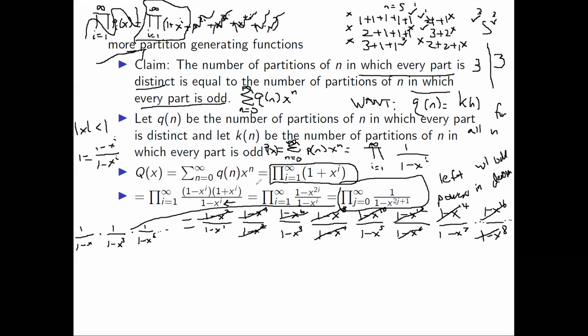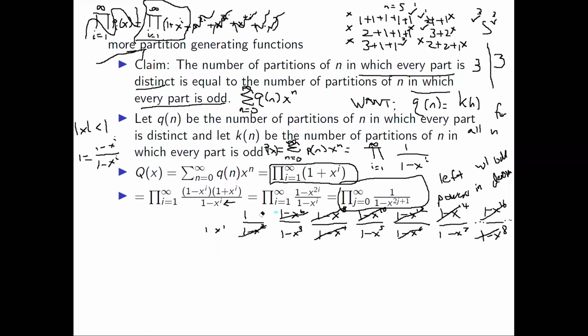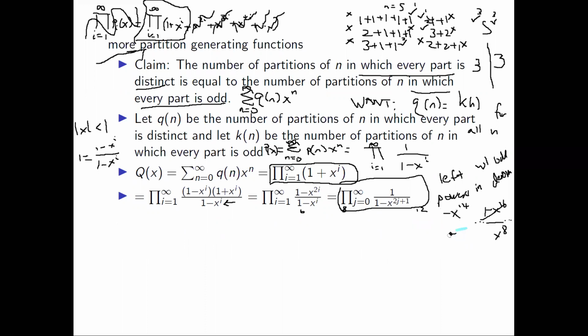Now I should erase a little for our next bullet. So here we go. Now we just want to see this product that we got. Can we somehow show that that product is the generating function for k of n, where again k of n was the number of partitions of n in which every part is odd?